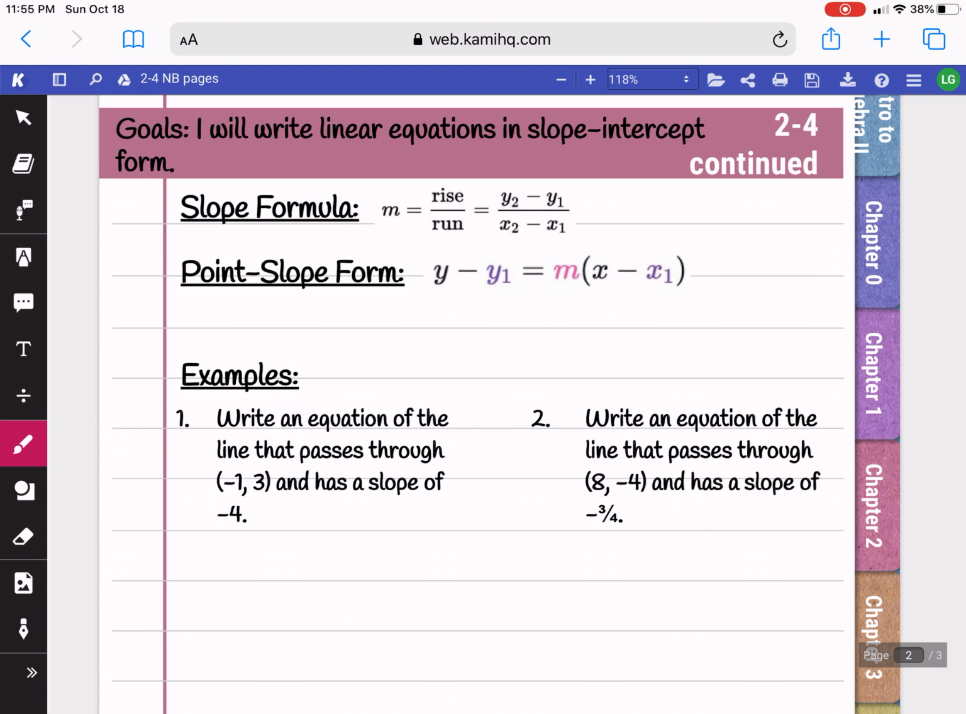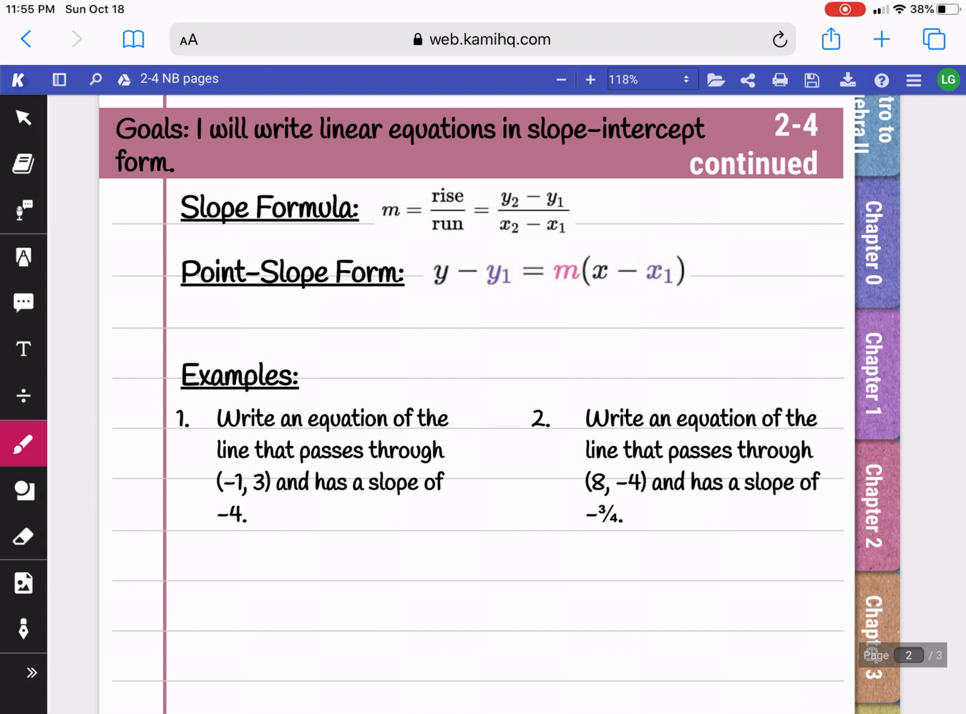Remember, m stands for your slope. And here, x1 and y1 represent a point. So x1 and y1 represent a point that's on the line. Your x and your y, you leave those alone. You don't plug into those variables, only into your slope, your x1, your y1. And again, slope formula, which we learned in the previous topic, you may have to use it if they give you 2 points to find the slope.